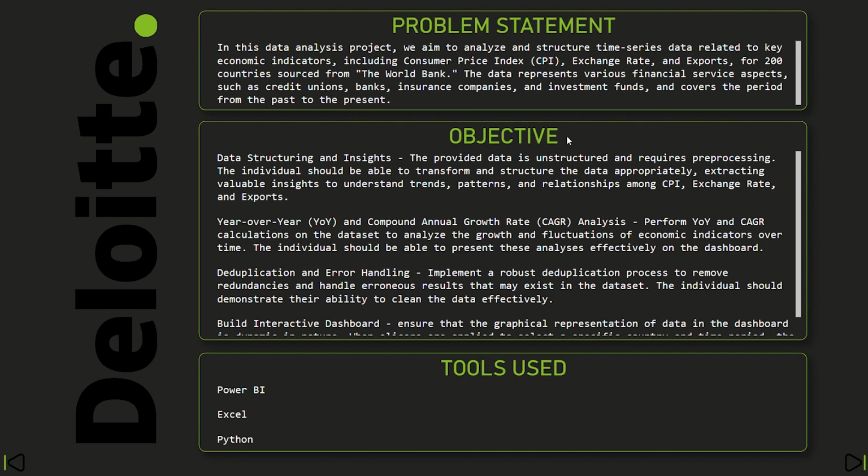The data represents various financial aspects such as credit unions, banks, insurance companies, and investment funds, etc. Now, what is our main objective? The main objective in creating this interactive dashboard for the Deloitte case study project is that the data provided to us was unstructured. So we have to do a lot of data cleaning and data transformation. We need to transform the data in order to extract some valuable insights from it.